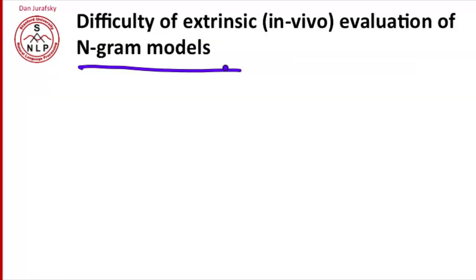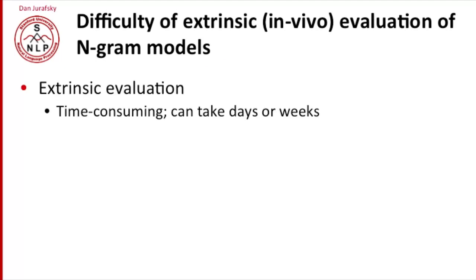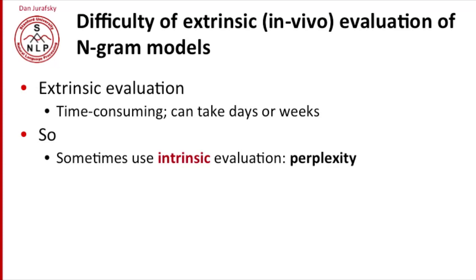The problem with this kind of extrinsic evaluation, it's also called in vivo evaluation, is that it's time consuming. In many cases, this can take days or weeks. For a modern machine translation system or a modern speech recognition system, running evaluations can often be extremely slow. So instead, what we sometimes use is an intrinsic evaluation, something that's intrinsically about language models themselves and not about any particular application. And the most common intrinsic evaluation is called perplexity.